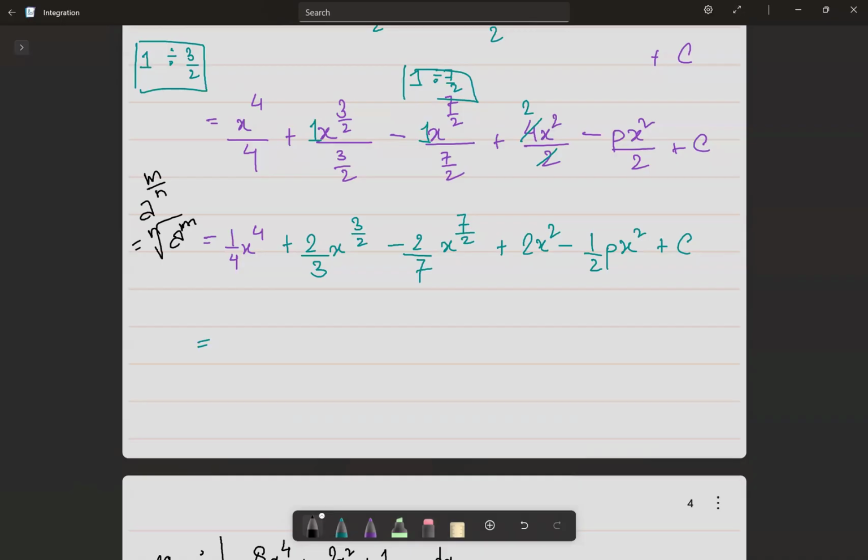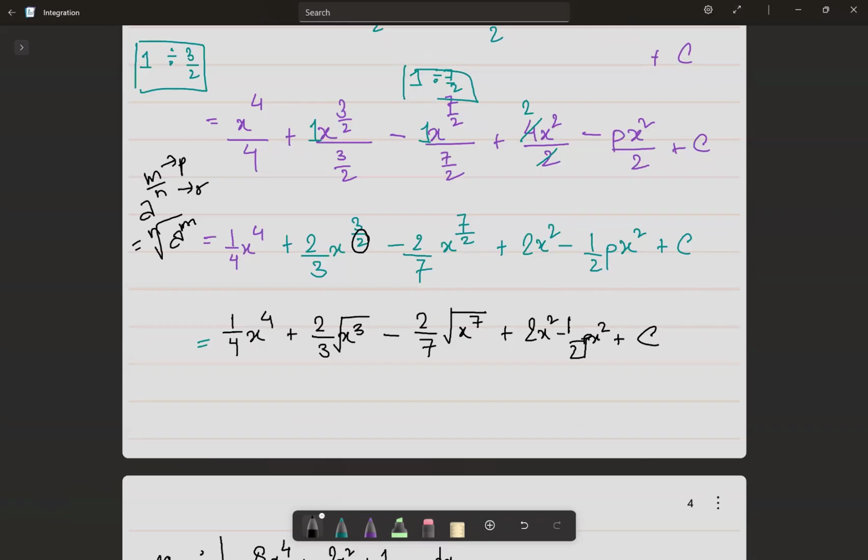It makes the sum look neat, so we will be doing that. We have 2 by 3 x to the power of 3 by 2, which means what? You have a 2 in here, which means this is the root. We know this is the power and this is the root. So we will be writing the square root of x cube and then minus 2 by 7, the square root of x to the power of 7. Then you will have 2x square minus half px square plus c, and this is our answer.